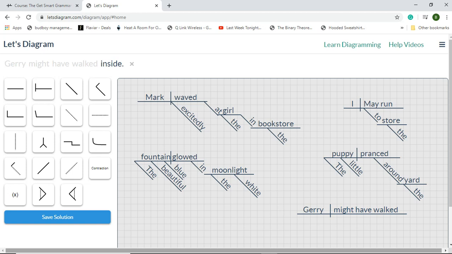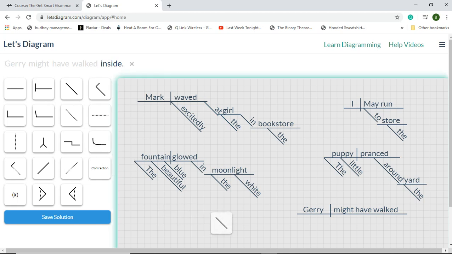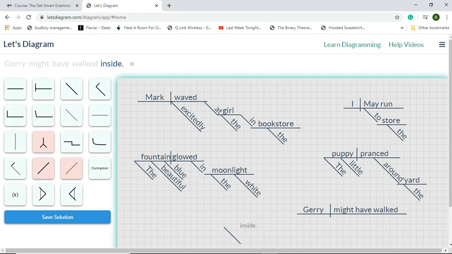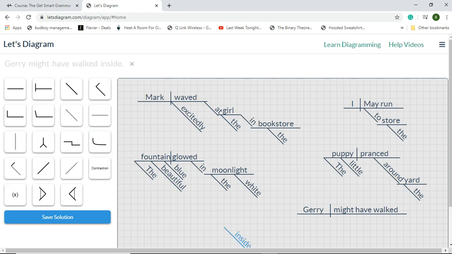It's 3 words. I don't know if we've ever done that. I don't think we have. So the verb phrase contains 3 words. Might have walked. Might is our helping verb. Have is a helping verb. And walked is our main verb. Now, inside is an adverb modifying might have walked. Okay?